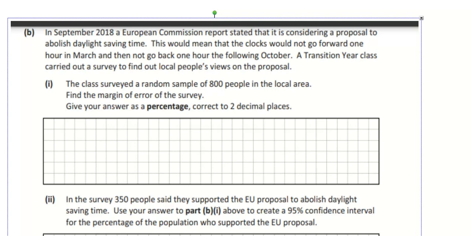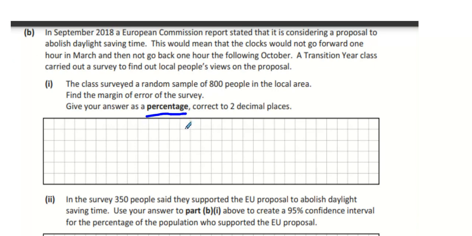In September 2018, a European Commission report stated that it considered a proposal to abolish daylight savings time. This would mean that the clocks would not go forward 1 hour in March and then not go back 1 hour the following October. A transition year class carried out a survey to find out people's views on the proposal. They surveyed at random 800 people in the local area. Find the margin of error as a percentage.